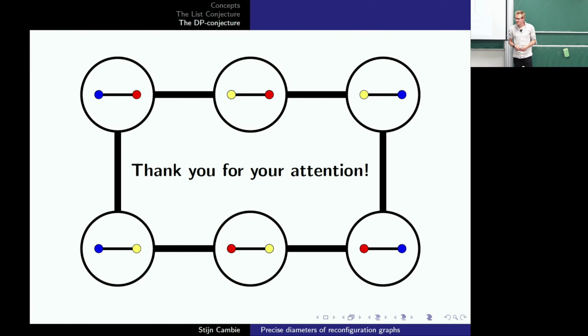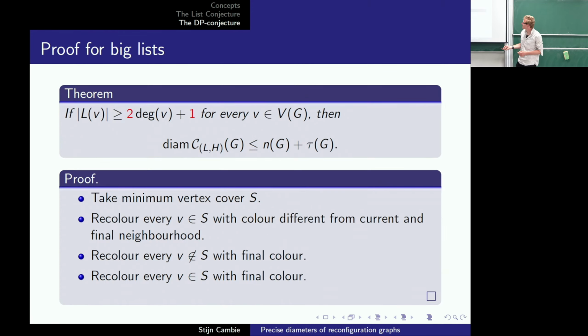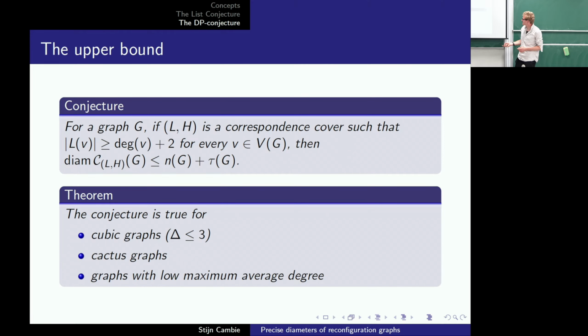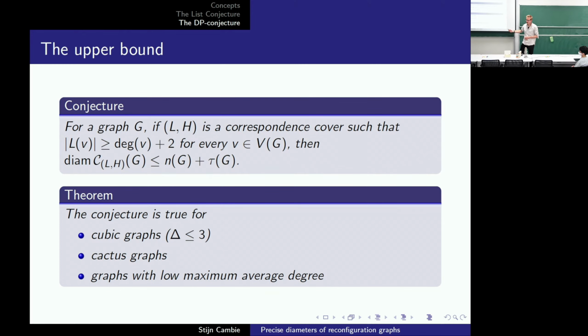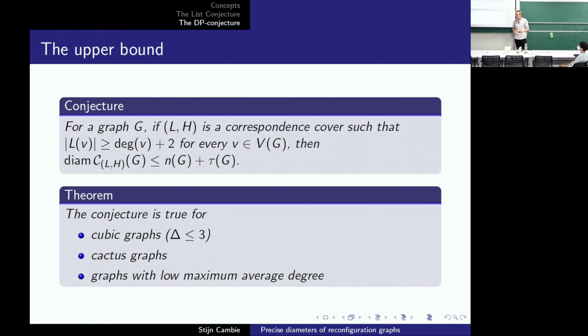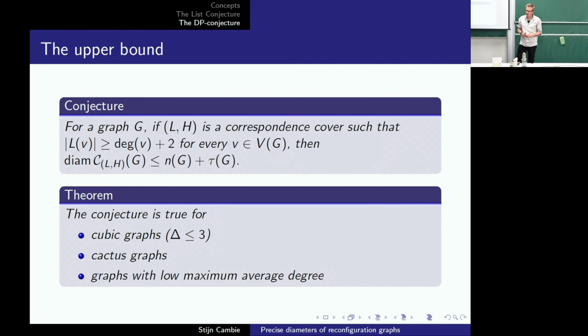Thank you. Any questions? So you mentioned, I think a few slides back, something about graphs of low maximum average degree or something. Yeah, so it's up to maximum average degree 2.4. And the proof for that is with discharging. So if you have maximum average degree at most 2.4, you can forbid some structures.